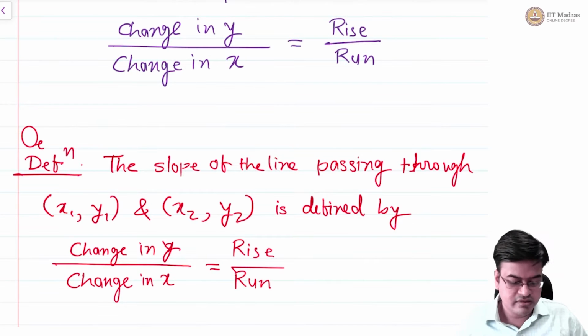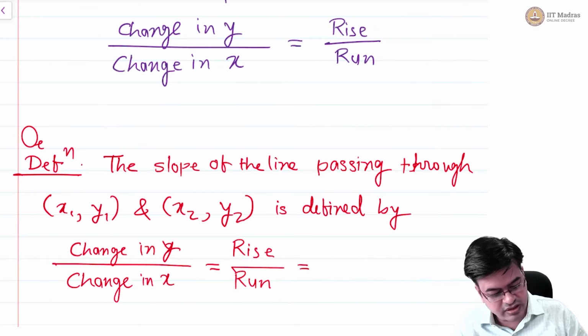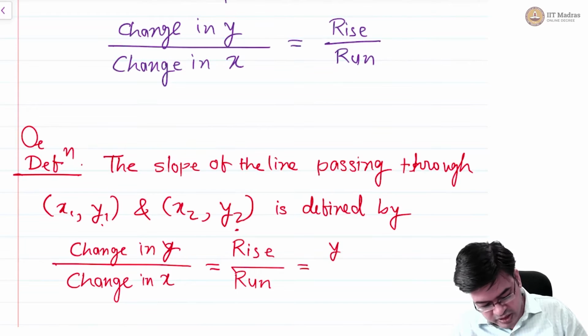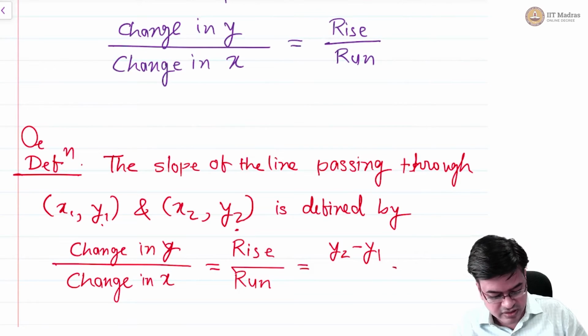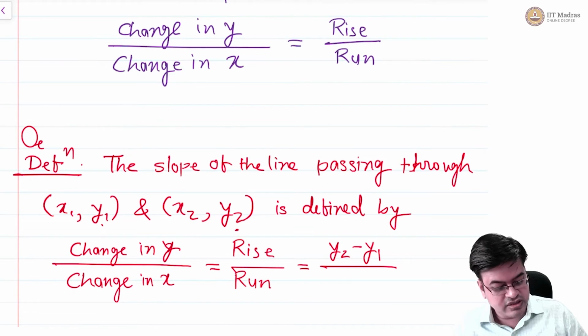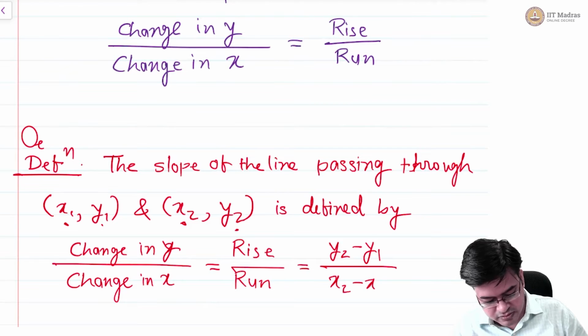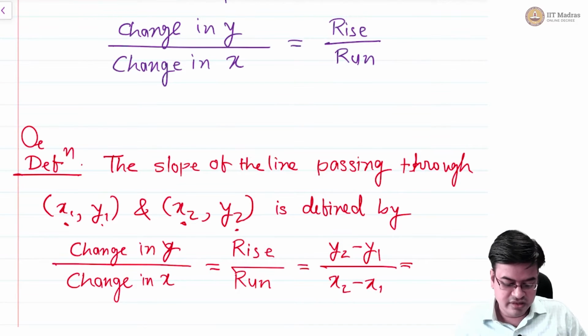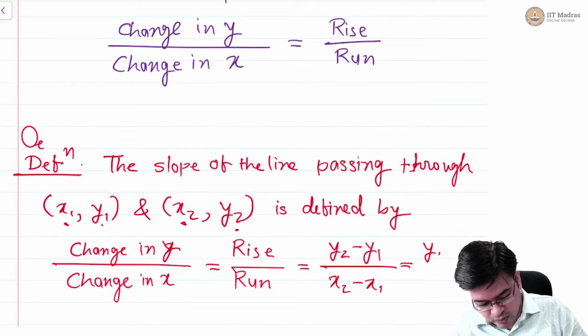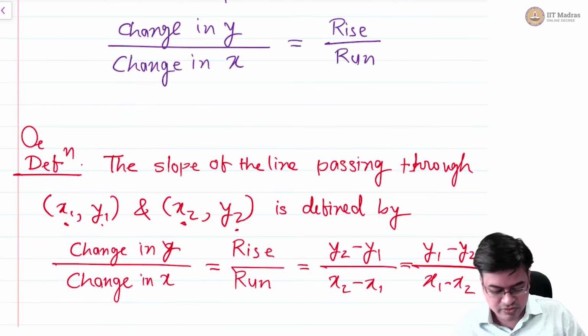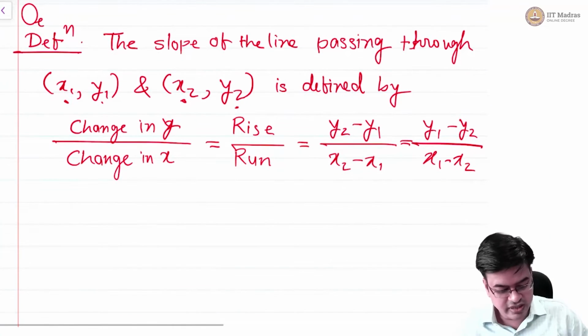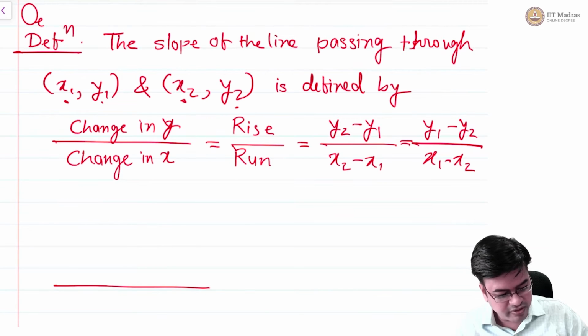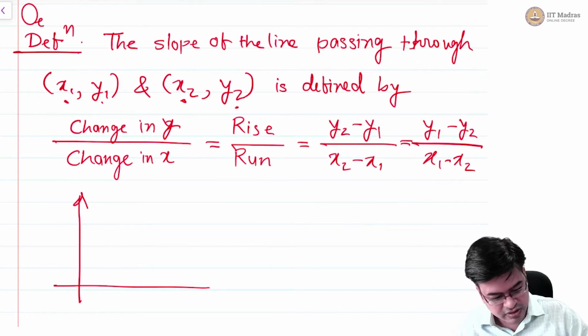What is a rise here? If you are looking at this particular terminology, rise is y2 minus y1, that is the distance traveled in the y direction. And what is our distance traveled in the x direction? It is x2 minus x1. But for the safe side, you can write y1 minus y2 upon x1 minus x2. It's immaterial, because let us look at the diagram and see whether what I am talking about makes sense or not.